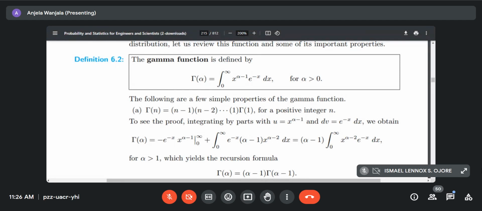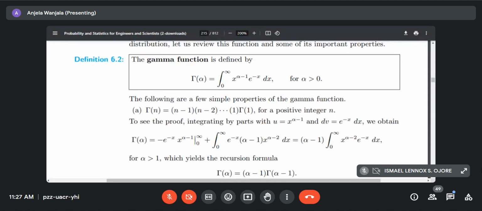But what I wanted to emphasize here is that, by definition, gamma of anything is equal to that minus 1 factorial. Just using that, we can put this in equation form, and as you can see there, it is e power negative x, x power alpha minus 1. So by definition, gamma of alpha is the integral from 0 to infinity of x power alpha minus 1 e power negative x dx.